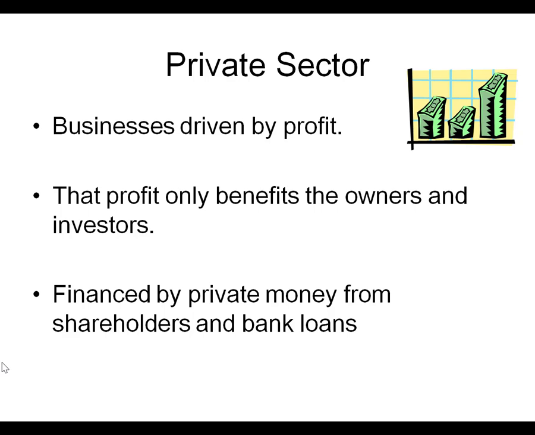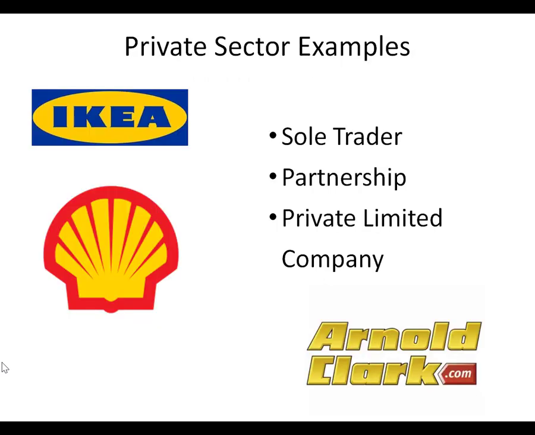So in the private sector, you can see here the businesses are all driven by profit, and that profit only benefits owners and investors, financed by private money from shareholders and bank loans. So ownership, control and finance are three things that for Nat 5 you have to be aware of. So they're owned by private individuals, they're controlled usually by the owners, or they may have a managing director to run it for them, just depends, and the finance usually comes from their own money or equity as we call it, or sometimes money from banks or other investors. Okay, some examples we're going to look at: sole traders, partnerships and private limited companies.